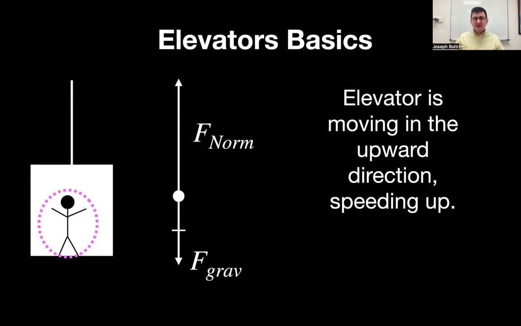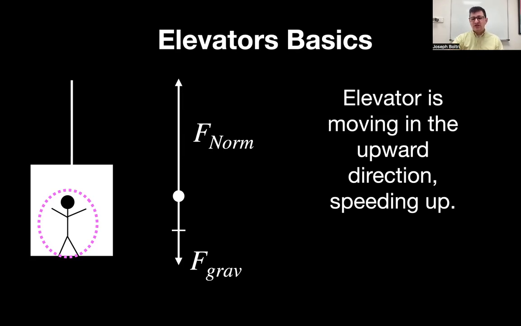What actually happens is because of the machinery going on that makes the cable pull up, the cable pulls up on the elevator, and as the cable pulls up on the elevator, the floor of the elevator pushes on the feet of the person, basically extra hard, in order to cause the person to accelerate. It's really weird to think about the floor pushing up on you extra hard, but that is really what happens in order to cause you to accelerate upwards. So the normal force increases to cause the upward acceleration.